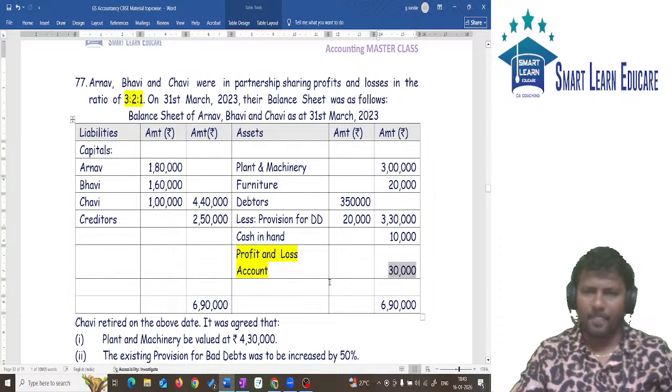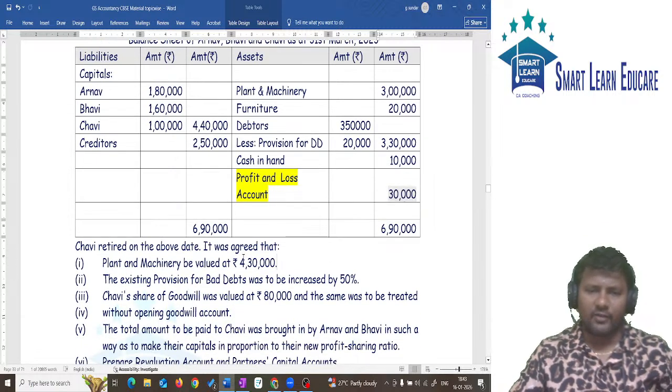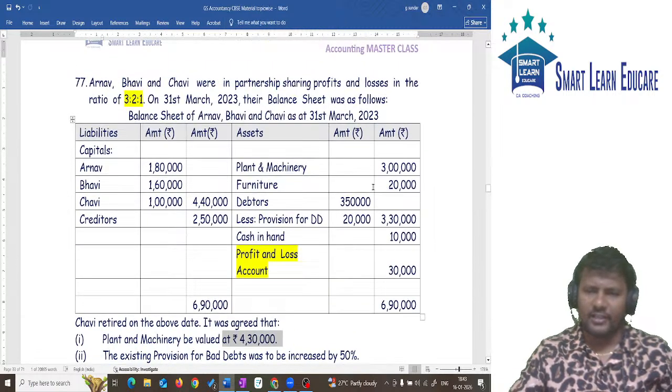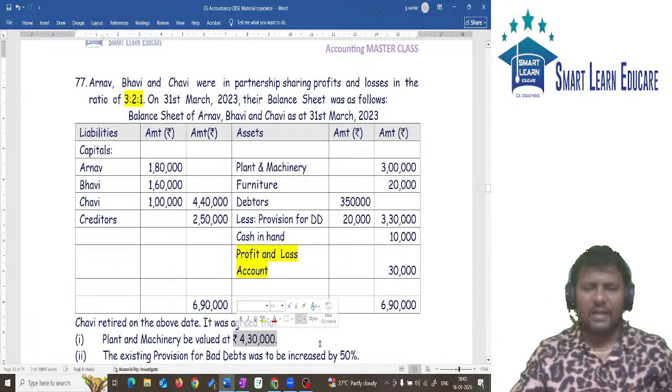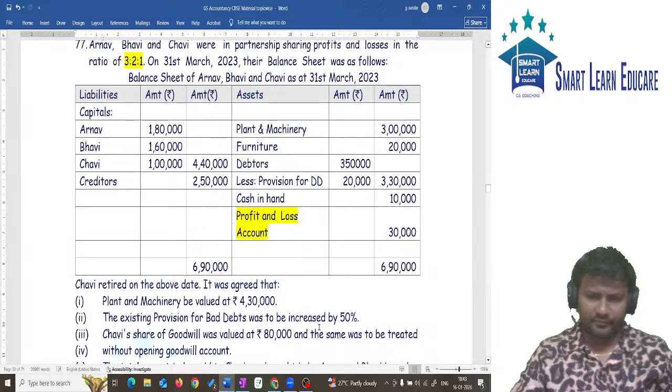Next, plant is valued at 4,30,000. Already existing value is 3 lakh. Now the value is 4,30,000, meaning plant increases by 1,30,000. Next, existing provision for doubtful debts was to be increased by 50%. Whatever provision we have, that provision should be increased by 50%.